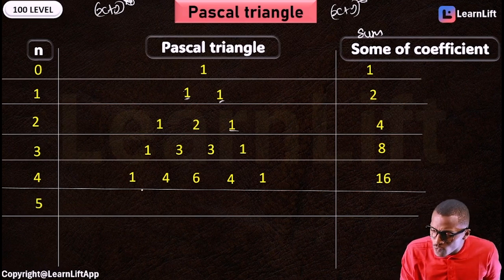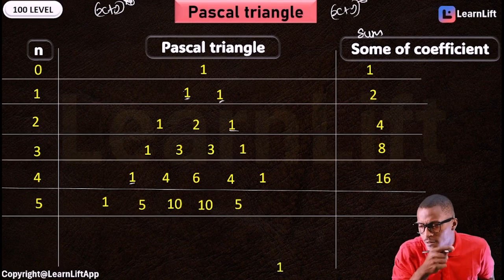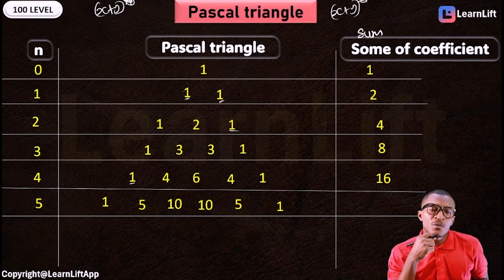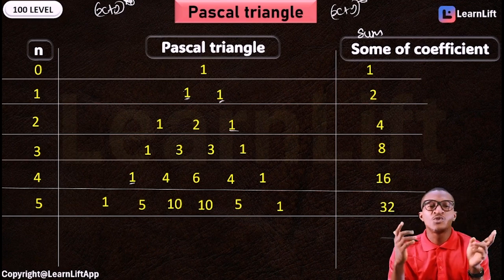What do we start with? 1, this 1 we always start. 1 plus 4, 5. 4 plus 6, 10. 6 plus 4, 10. 4 plus 1, 5. 1 will always end. And what's the total? If you total that, you get 32. Now hold on. I want to deduce two things from here.